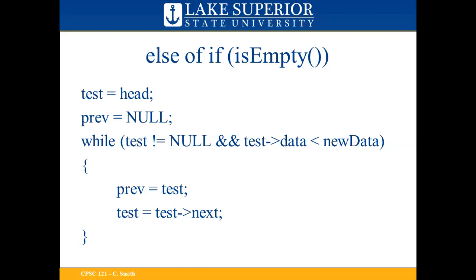And then we start a while loop. And the while loop relies on the short circuiting of the AND. So if this is false, if the test not equaling null is false, then it won't check test arrow data less than new data.